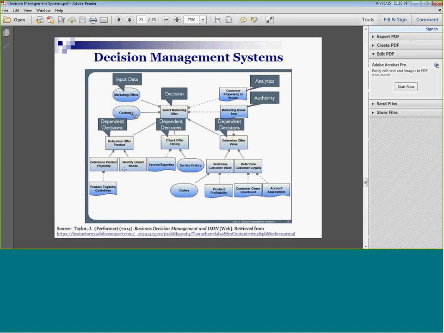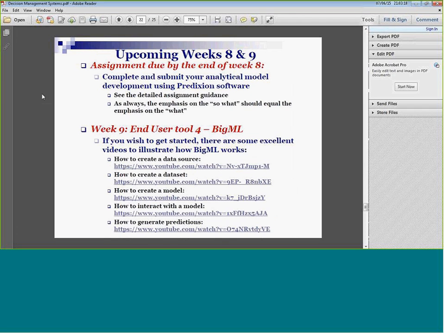And again, you've seen this chart many times, so I'm not going to dwell on this, but this is, again, an example of a decision management system. I know all the pieces and what's being done and how so forth. Okay. Now, again, I'm going to show you a little bit of the 11 ants model tonight. But your assignment again is due by the end of week 8. You have some guidance there.